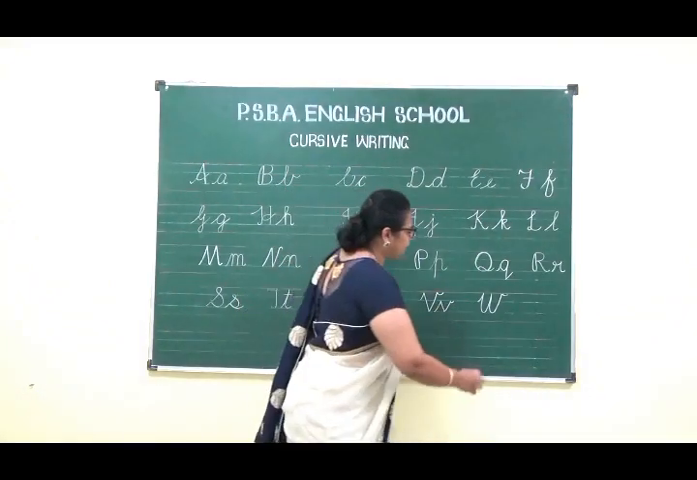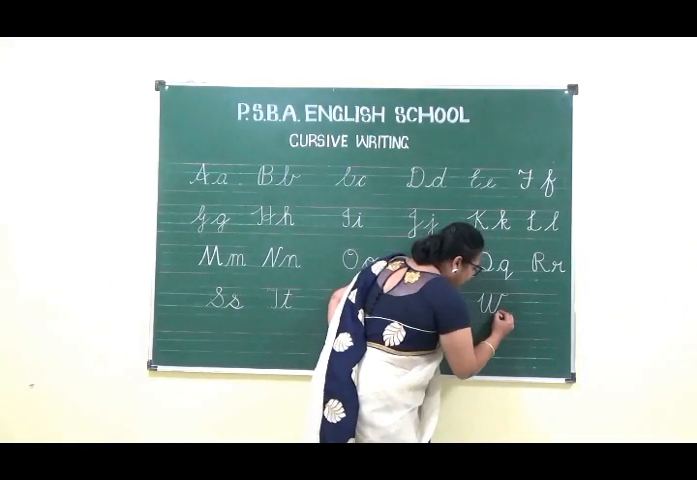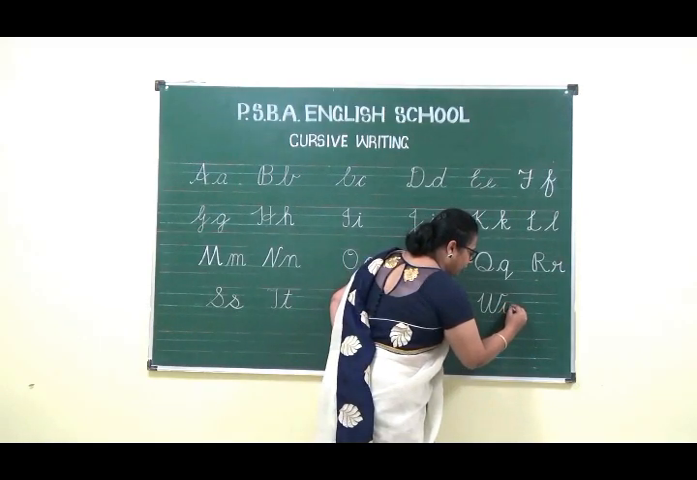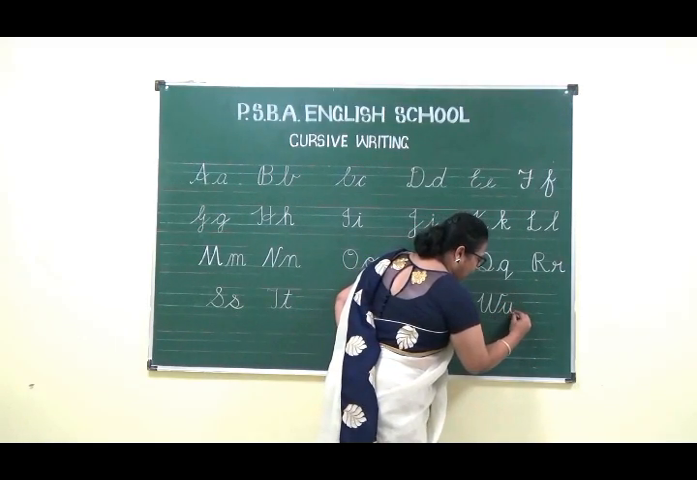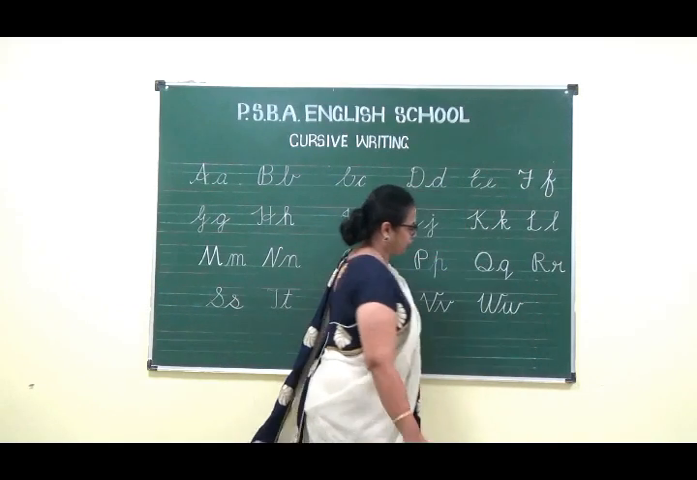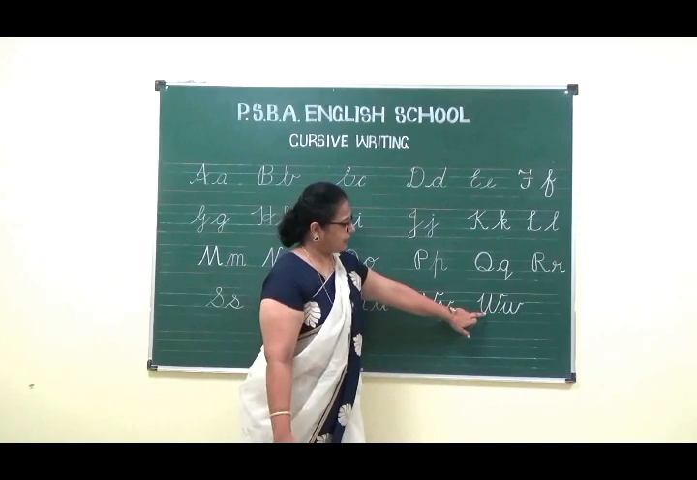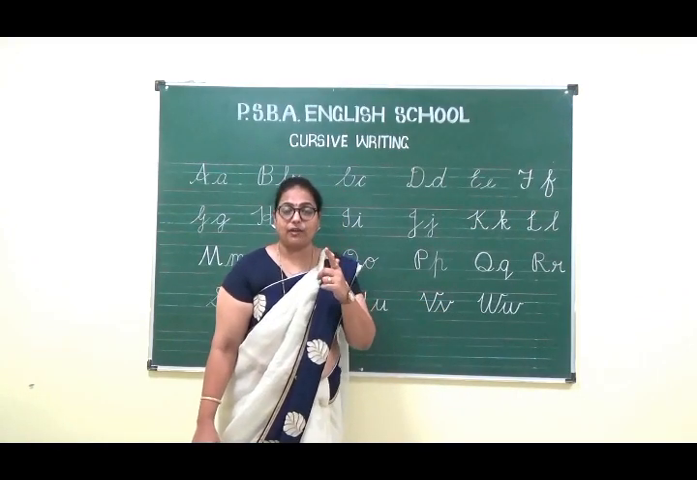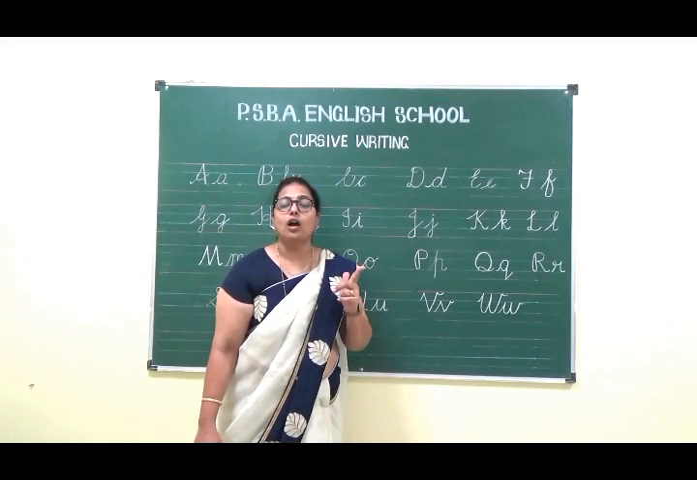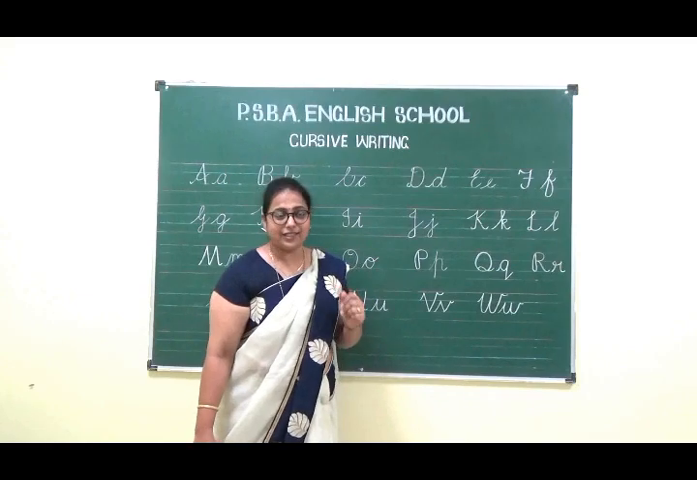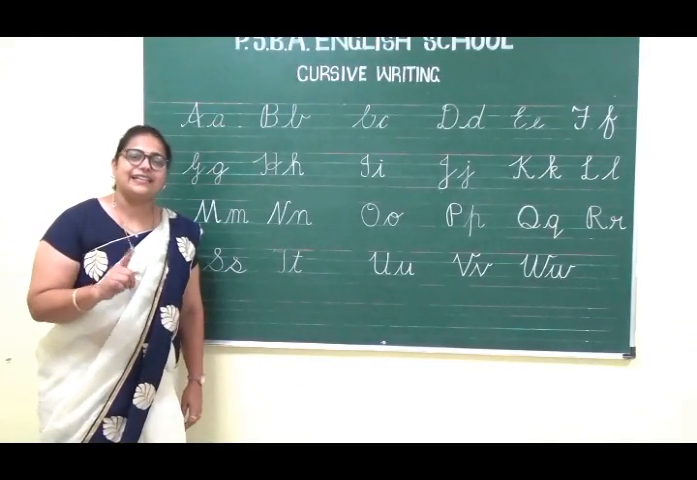Now we write a small w. It goes like this with a slanting line from third to second. Come down, draw a curve at the bottom, take the curve, go up, and make a small curve at the top. This is small cursive w. W says w. W for window. Right? Now we will see the next letter, that is letter X.